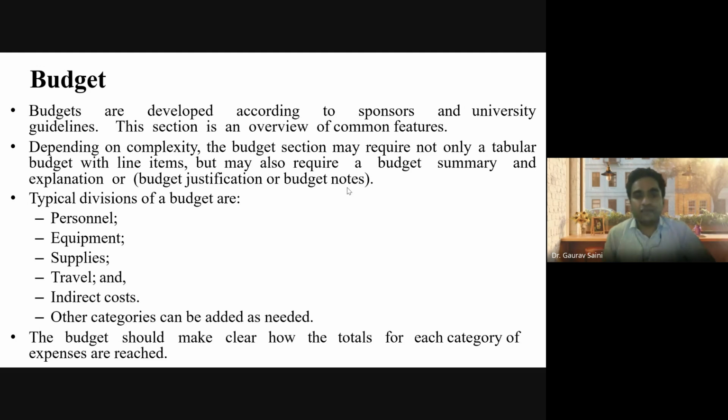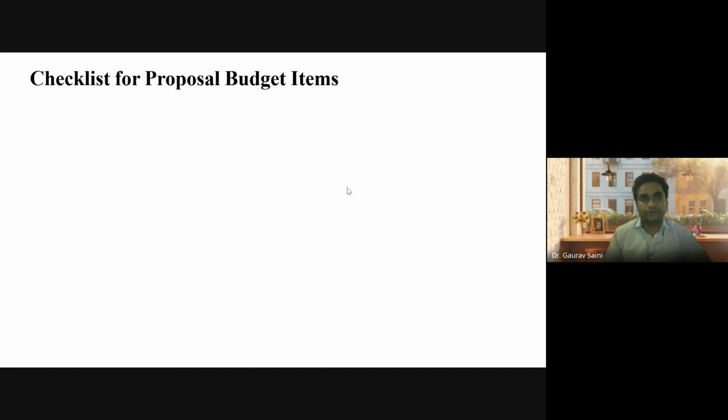So you have to make it very clear how the total for each category of expenses is reached. I have already covered in the first section that you may give 10%, 15% extra to cover these indirect costs and other categories. We can use those funds, 15% or 10% extra, for this kind of category. And it has to be mentioned very clearly how we are trying to reach those expenses.